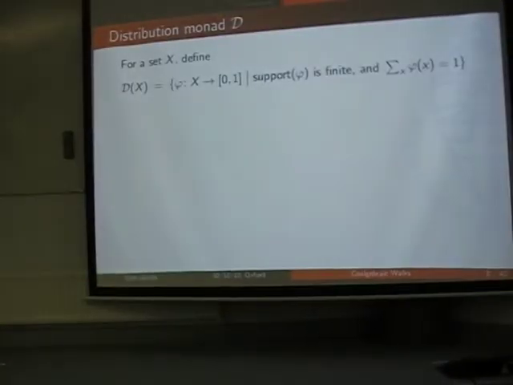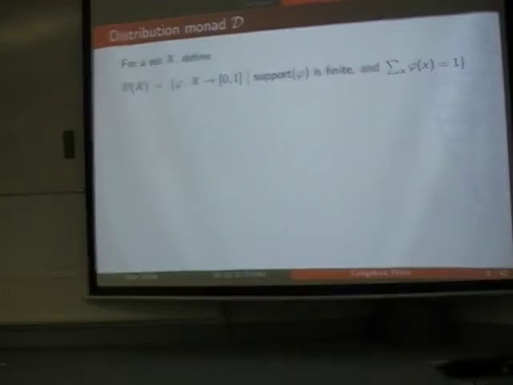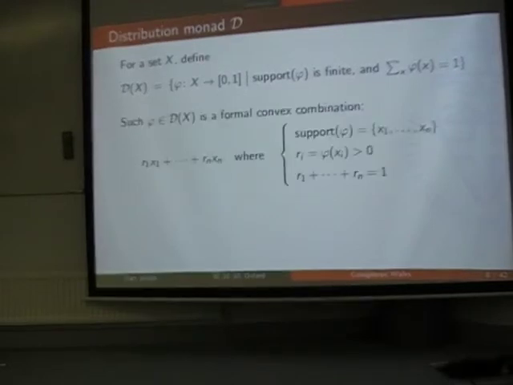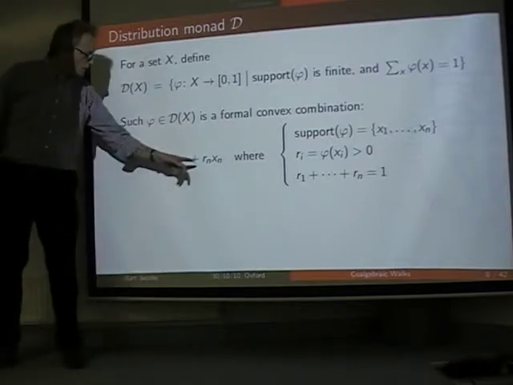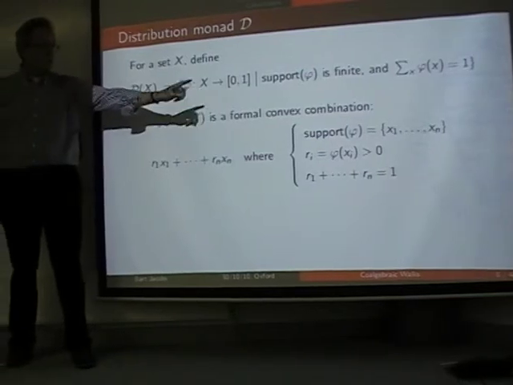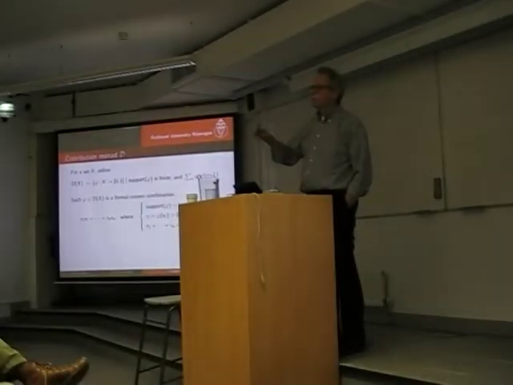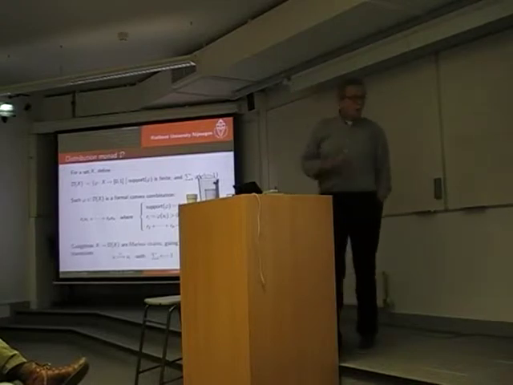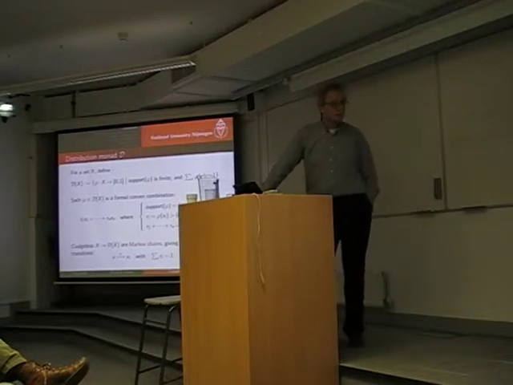So D of x on a set x is the set of maps phi from x to the unit interval [0,1] with finite support, and the support is the set of elements on which phi is non-zero, and they add up to 1. Now such functions can be described more conveniently as convex combinations like this, which is a convenient notation where the support is the x_i's, the r_i's are real numbers describing the probability of the element x_i, and these r_i's should add up to 1. Coalgebras of this form x to D(x) are also called Markov chains, and they describe probabilistic transitions.